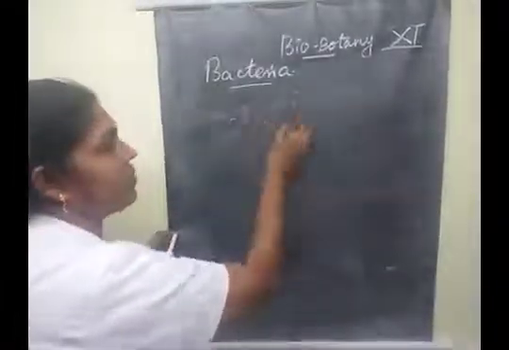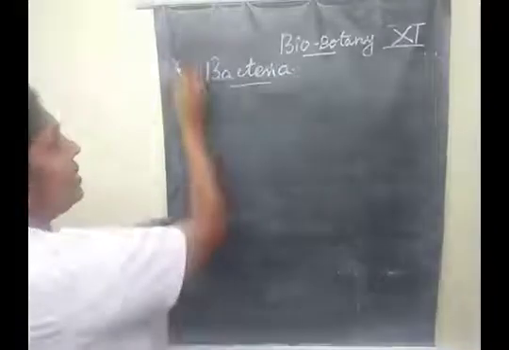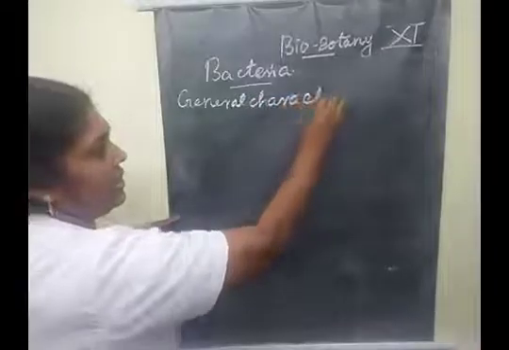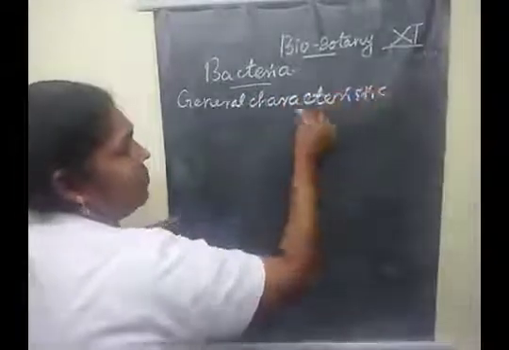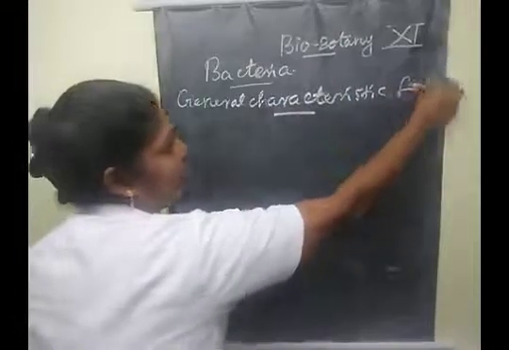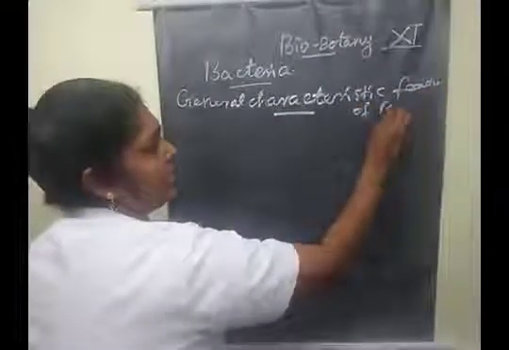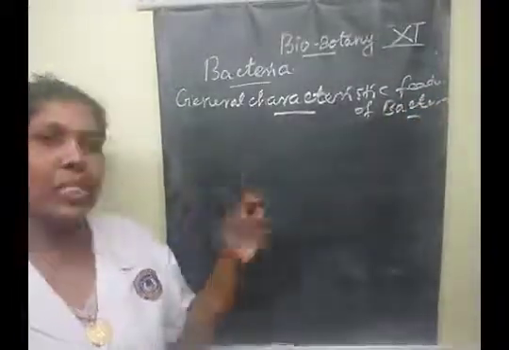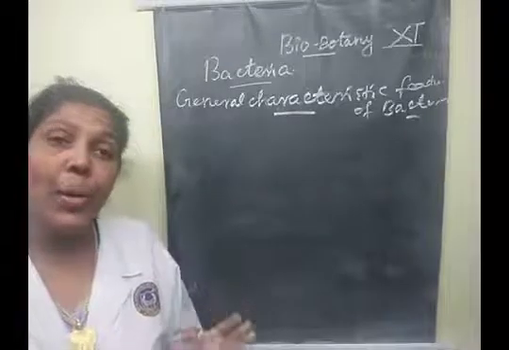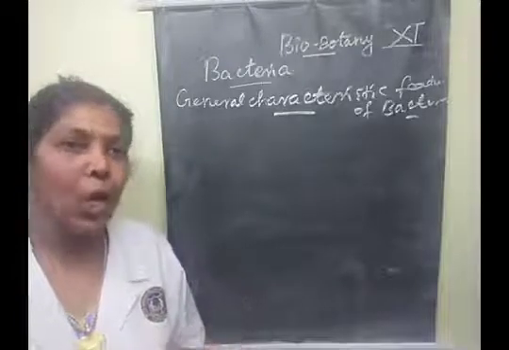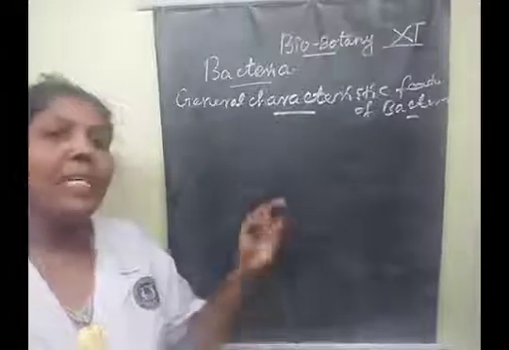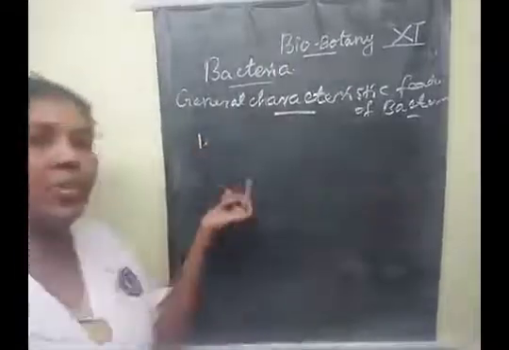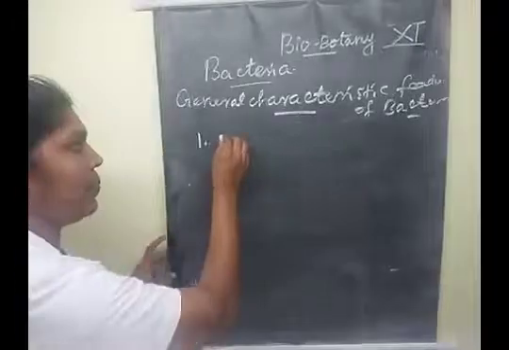The general characteristic features of bacteria. The first point: this is a prokaryotic organism, with no nuclear membrane and no membrane-bound organelles. What is the first point? This is a prokaryotic organism.